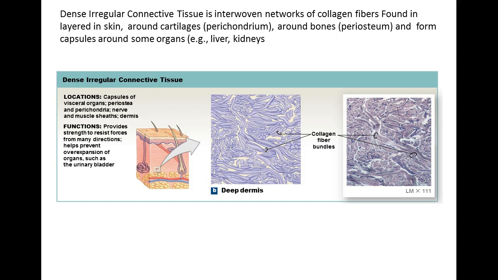Dense irregular, and this is where you have collagen fibers in the layers of the skin and around cartilage. So with dense irregular, you have a little bit more stretch in various directions. With dense regular, you have strength basically in one direction. With dense irregular, you have strength against multiple forces, and you find that in the bladder, also the dermis.